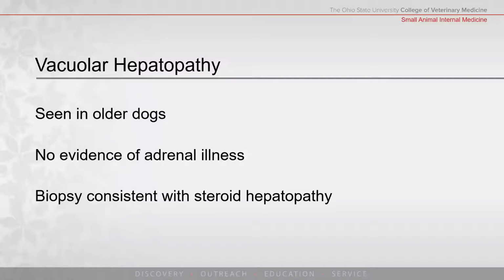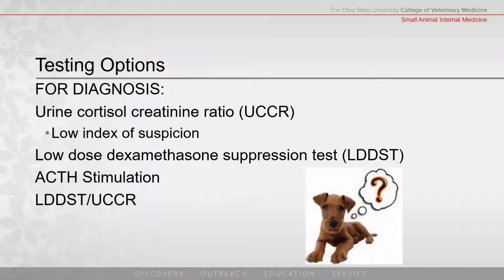Next slide. Go ahead. So for testing options, what are our things we can test for diagnosis for Cushing's disease? You can do a urine cortisol creatinine ratio, which is great. I love those. The owner takes a urine sample at least a week after any stressful event, including a visit to your hospital. So don't be taking the urine when the animal's in your waiting room.